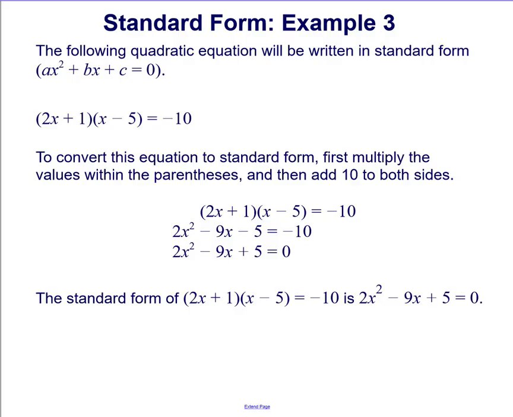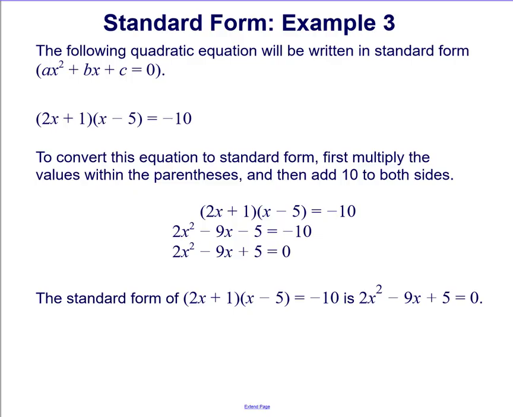Standard form, example number 3. The following quadratic equation will be written in standard form. And remember, the standard form is ax squared plus bx plus c is equal to 0. Here's our starting equation. It's the binomial 2x plus 1 times the other binomial x minus 5 equal to negative 10. Our strategy to convert this equation to standard form: first multiply the values within the parentheses and then add 10 to both sides.